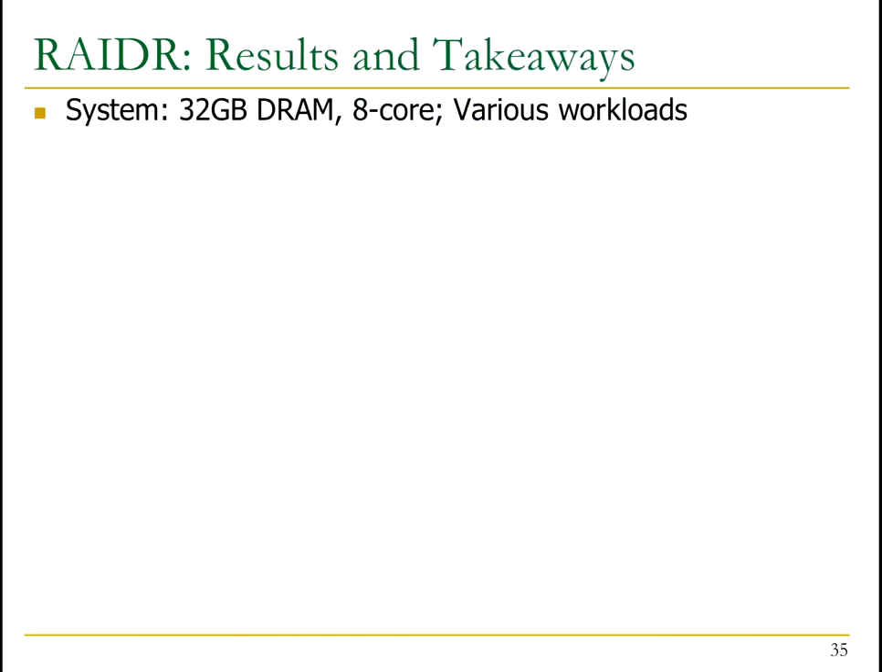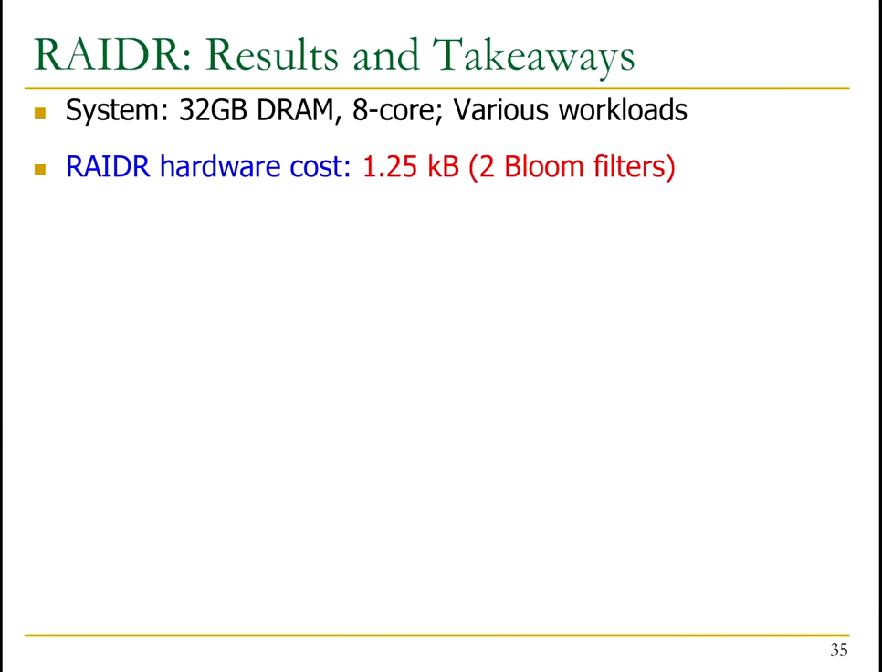But let me motivate this with some results, because in the end, all of these affect the bottom line that you get from a computer system, right? Let's assume a system with 32 gigabyte DRAM, 8 cores, various workloads. I'm not going to go into the workloads. Workloads are applications, basically. The hardware cost is not that bad. Refresh reduction is almost 75%, as you would expect, right? Because there are very few rows. You can actually reduce the refresh rate by 4x, and there are only very few rows that you need to refresh at the original refresh rate, 64 milliseconds.